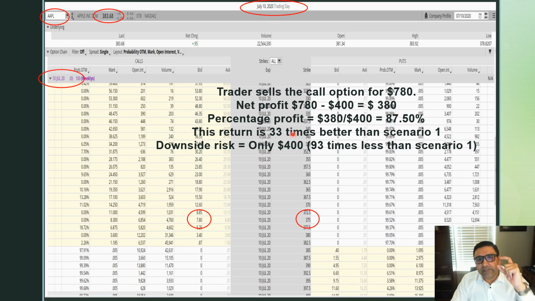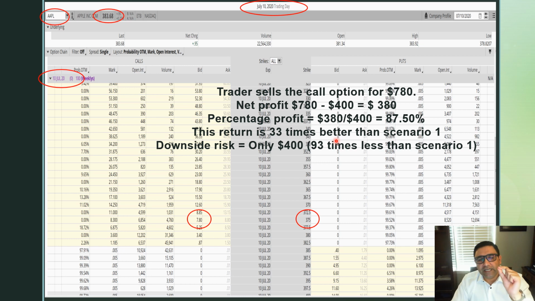That's where the real kicker lies. You made $380 on an initial investment of $400. That's an 87.50% return. This return is 33 times better than scenario 1, when the trader had purchased all 100 shares of the underlying security.